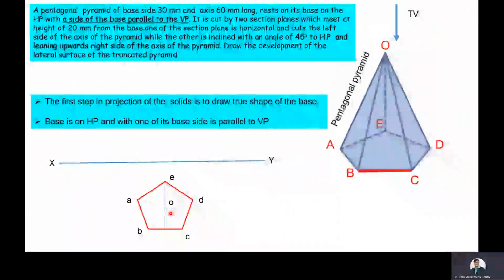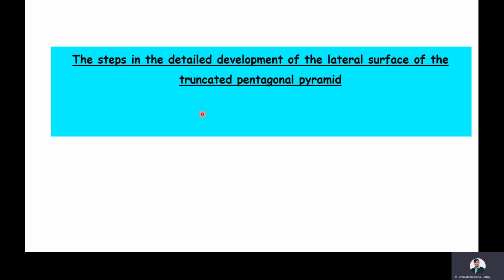Then join OA, OB, OC, OD, OE. Here OA, OB, OC, OD, OE are nothing but slant heights of a pentagonal pyramid. Here OA, OB, OC, OD, OE are the images of slant heights in the top view. With this basic information, we'll enter into the detailed construction of the development of lateral surface of a truncated pentagonal pyramid.